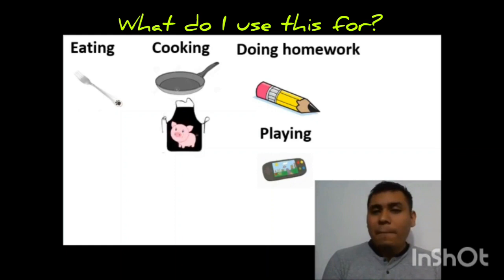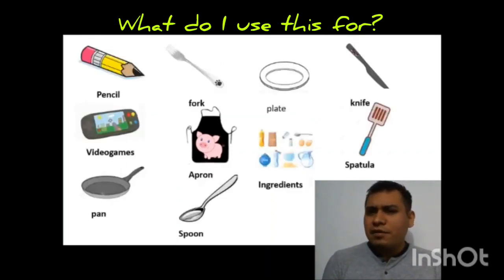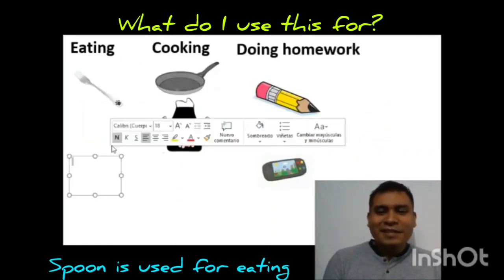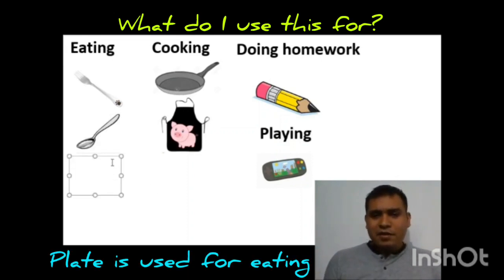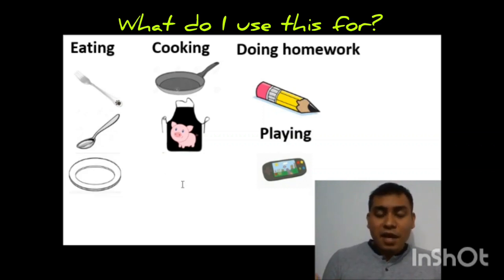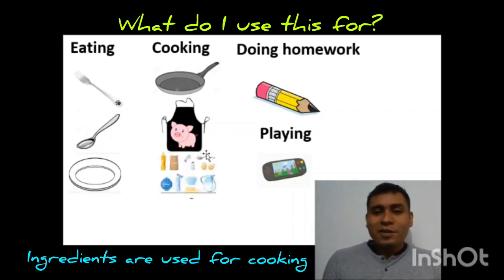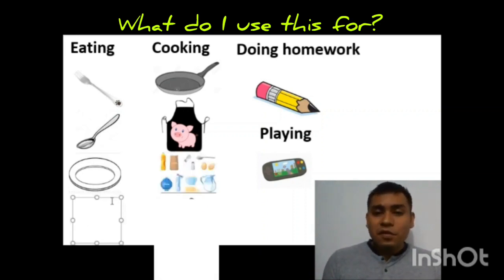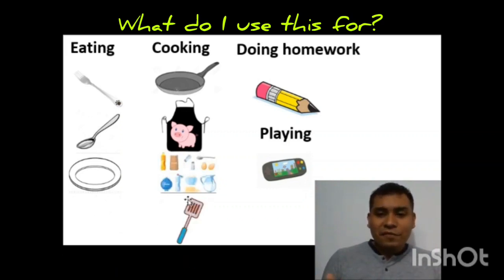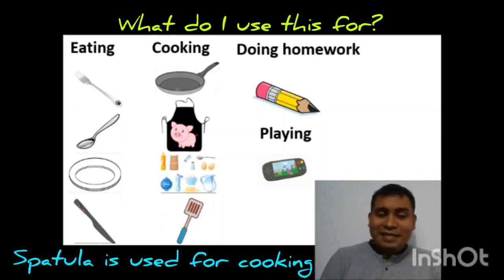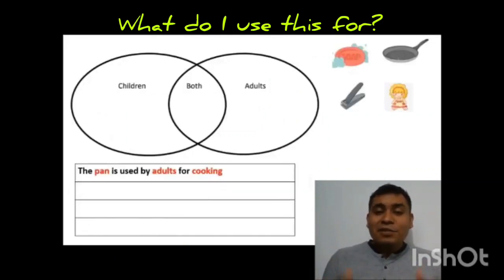What about the spoon? The spoon is for cooking or eating? It's for eating, right? And now let's go with the last 4. The plate is for cooking or eating? The plate is used for eating, right? And the ingredients are used for cooking. What about the knife? Well, the knife is used for eating. And the spatula is used for cooking. That's excellent. Now that we have seen this part, let's continue with the next one.